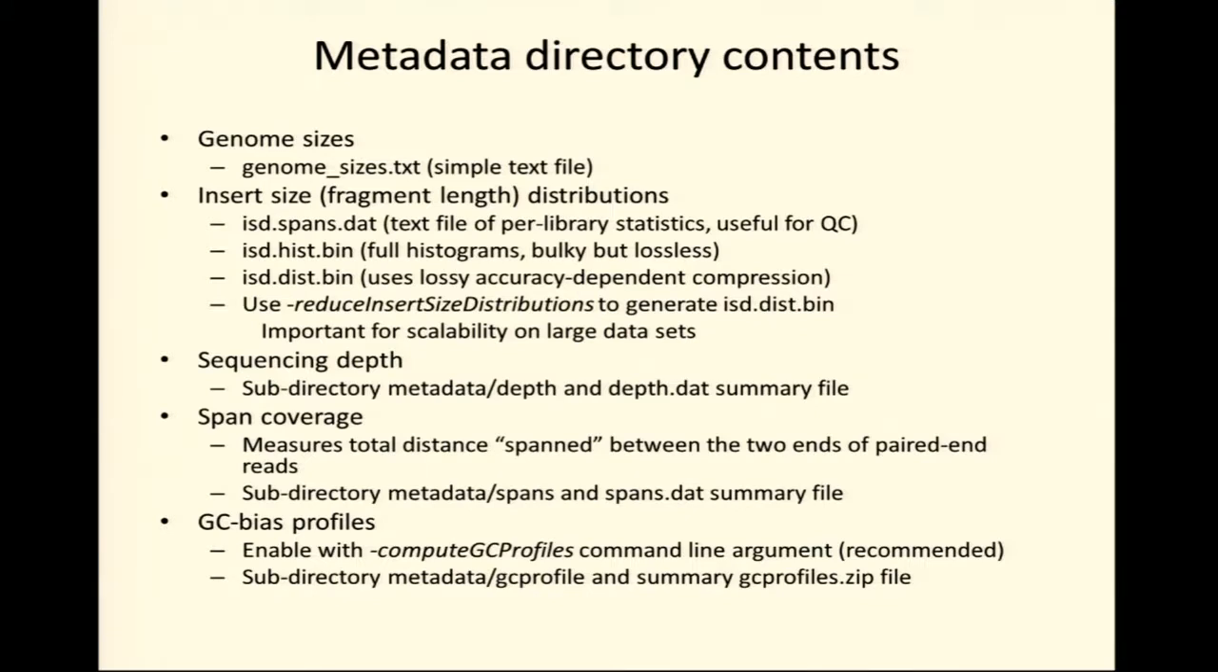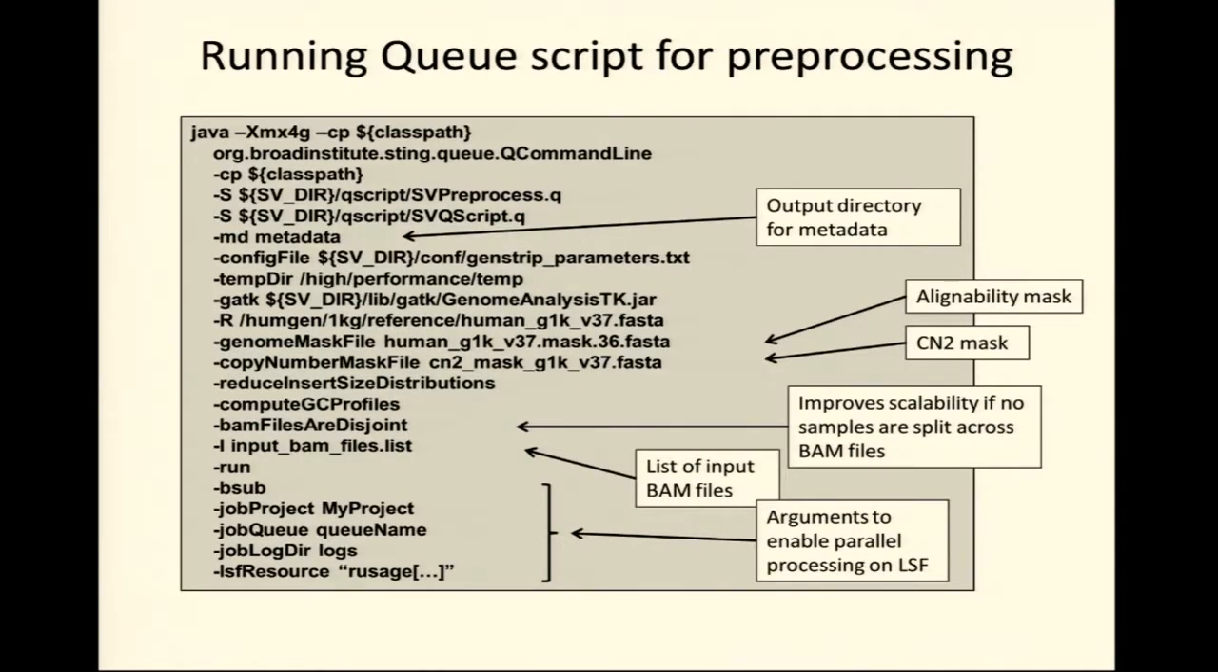If you have a large data set that you're processing, it's important to use this reduce insert size distributions flag, which causes us to make a lossy compressed version of the distribution so we can use them at runtime more efficiently. It isn't actually documented here, but there's also a tool that allows you to plot and look at the GC bias profile, so you can see what the GC bias looks like in your samples. Actually, I think there is a slide on this a little bit later.